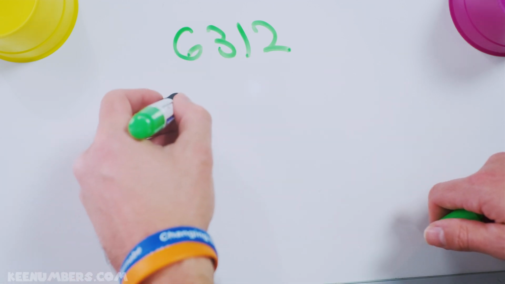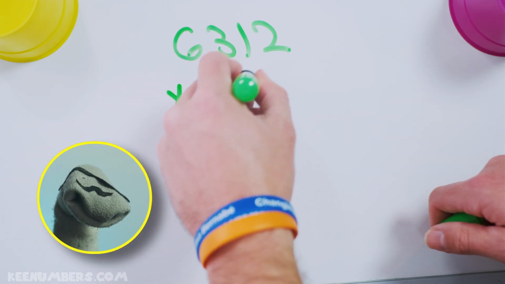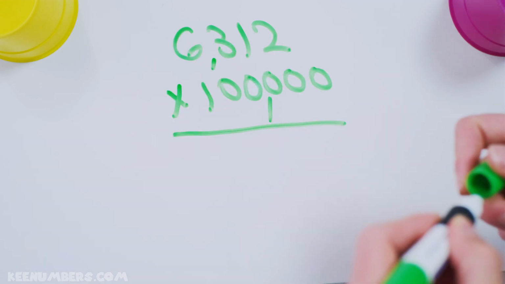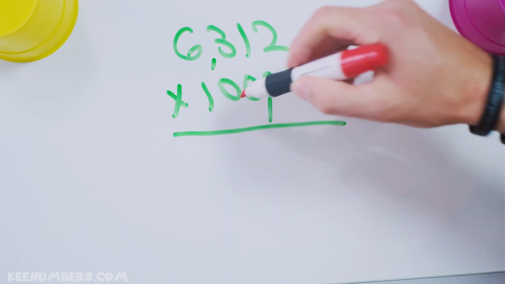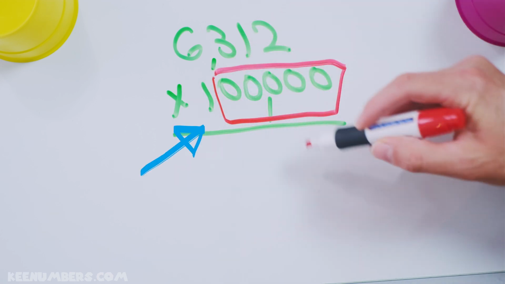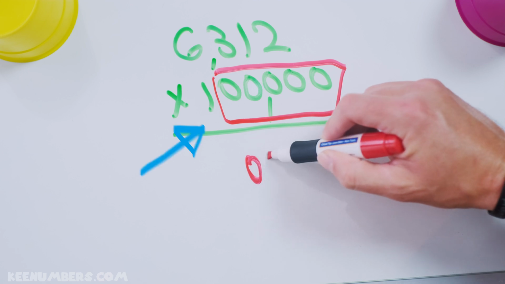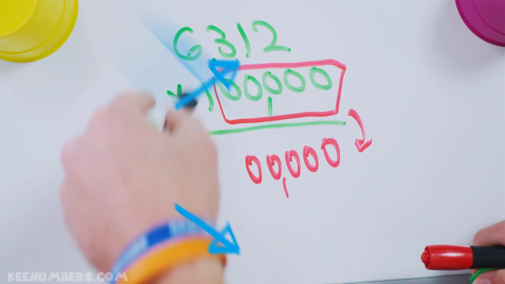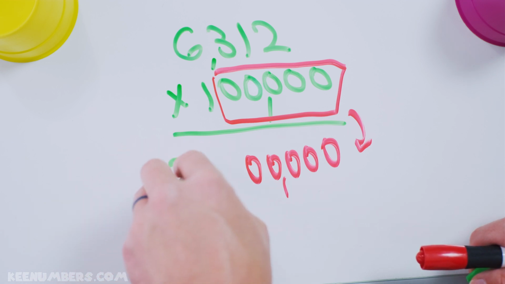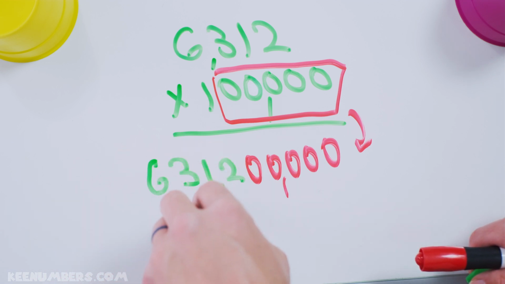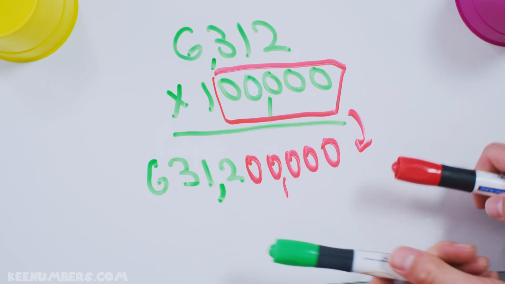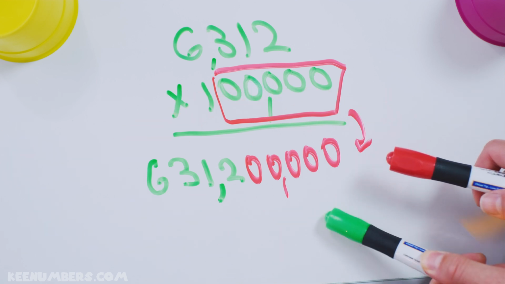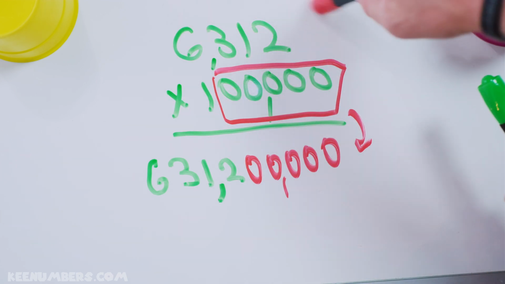Let's do another problem. Let's do 6,312 times 100,000. Whoa, don't get scared. Okay, the shortcut tells us we've got 5 zeros here. So we're gonna tack those zeros on. 1, 2, 3, 4, 5. Don't forget your comma to separate every third digit. And then you're gonna go over here and tack on the 6, 3, 1, 2. Put a comma every third digit, and your final answer is 631,200,000. That's the answer when you multiply these two turkeys.